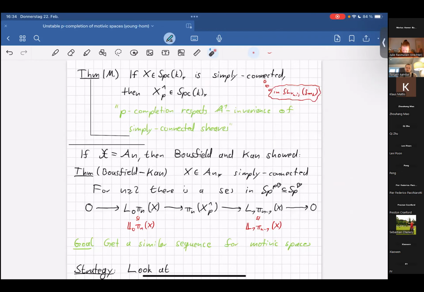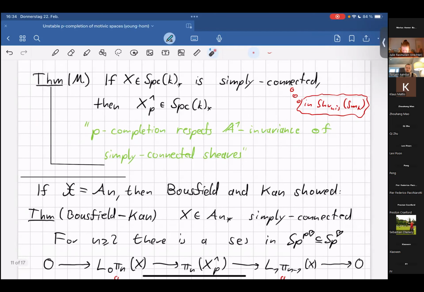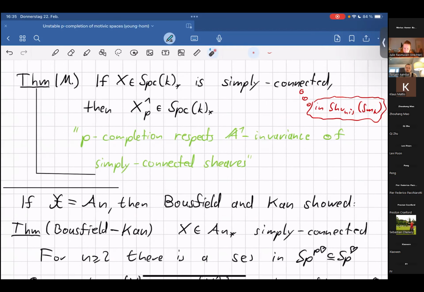Okay. So the first thing you want to prove is that if you have some motivic space and you p-complete it, then it stays A1 invariant. And this is true, at least if you are simply connected, and simply connected just means that you're simply connected as a Nisnevich sheaf. And then we can use the inductive process and the limit process from before to reduce to the case of Eilenberg-MacLane sheaves. And there you can explicitly see that the p-completion stays A1 invariant. So, okay, we at least get some p-completion functor on motivic spaces.